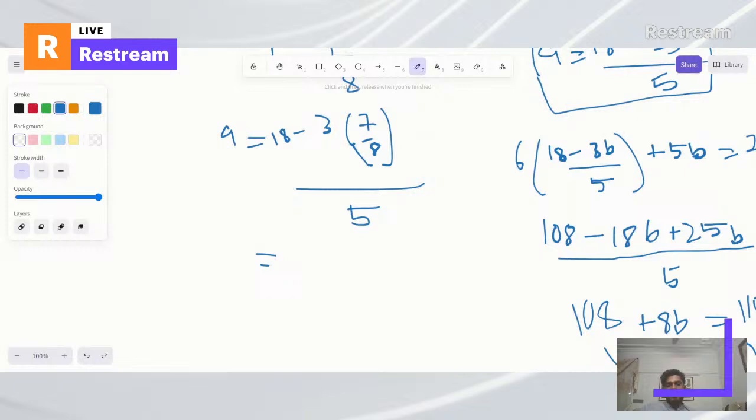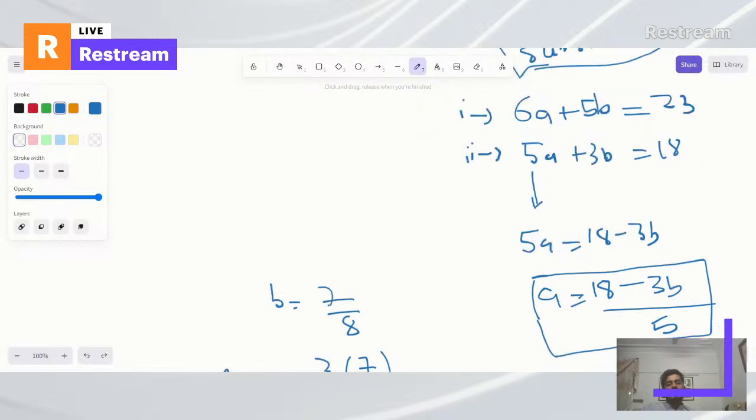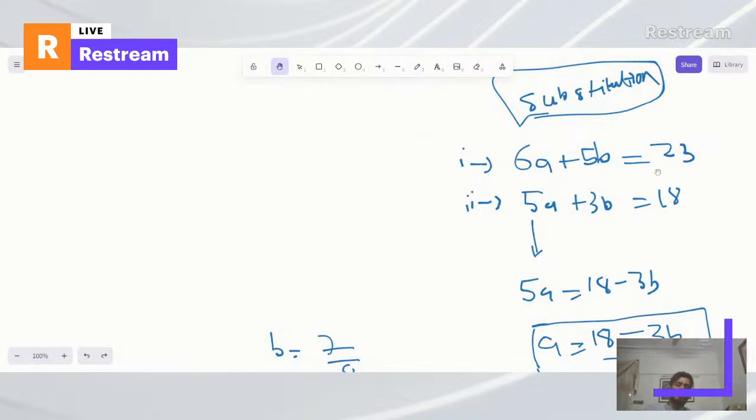So the answer to this is 3.1. That's the value of a. Right, I hope this is clear right now. If you have any questions, feel free to ask me in the comment box below.